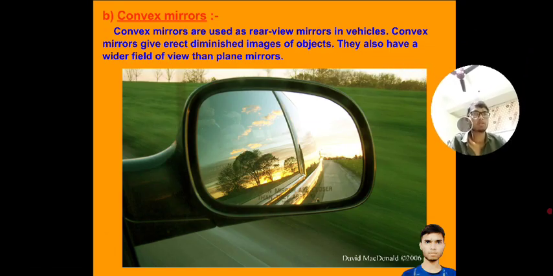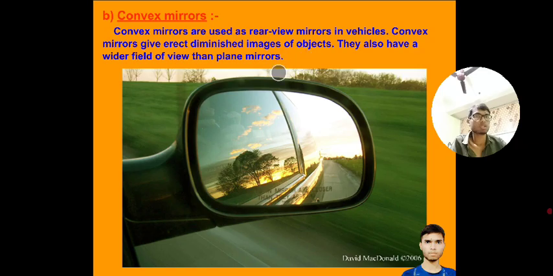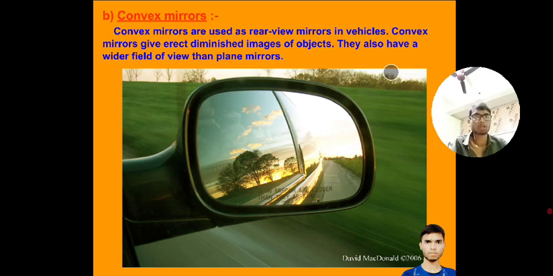Convex mirror. Now we have convex mirrors. Convex mirrors are used as rear-view mirrors. They give you a large view behind the vehicle. This rear view is used to see a large view behind the car. That's why it is used.